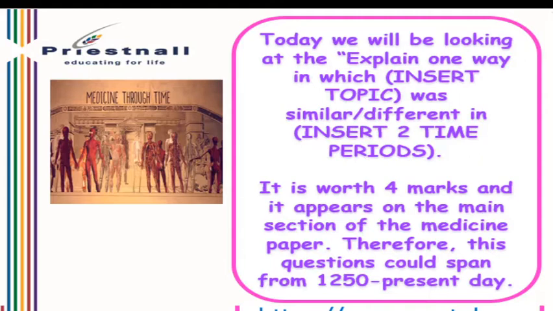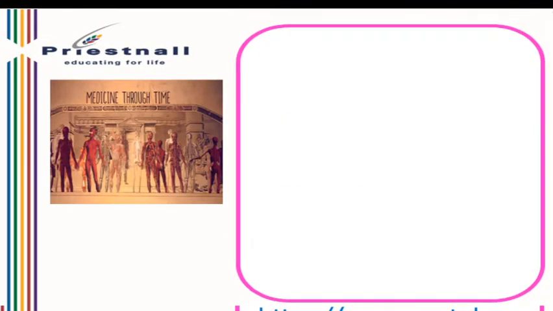Therefore, this question could span from 1250 to the present day. So you could get asked to compare any two possible time periods or specific dates. Okay. And even though it's only worth 4 marks, there is quite a lot going on in this question, a lot of different things you need to look out for in order to get those 4 marks. So we're going to be really breaking it down today so that you understand what to look for before you even start attempting to answer this question.